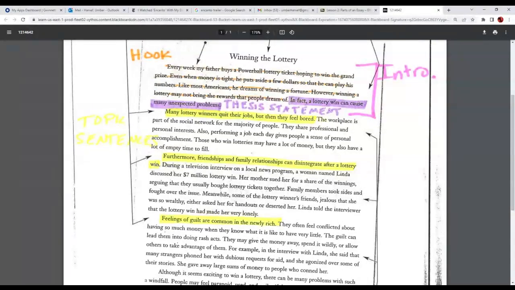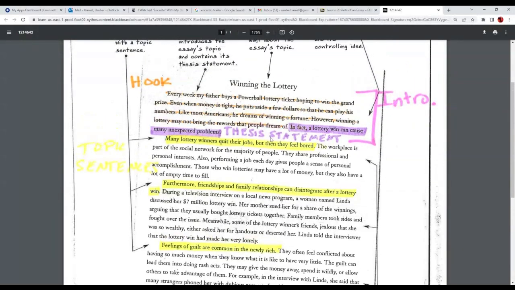This essay, Winning the Lottery, is in the lesson 2 folder. I'll show you guys again how to find it. And it's something that I want you to study. Now, I'm going to go back up to the introduction because there's one part we skipped. What is that part that we skipped? The hook. We skipped the hook.